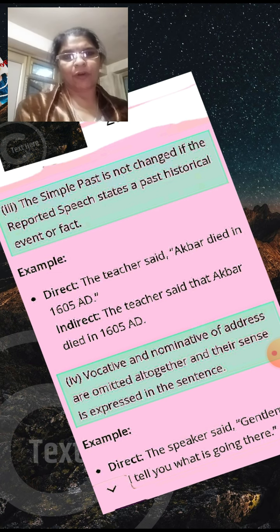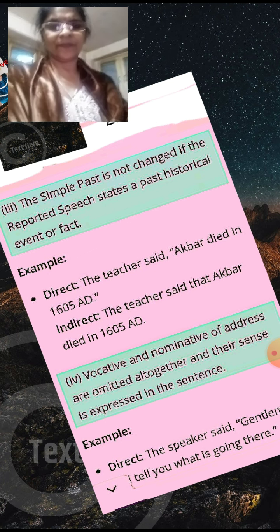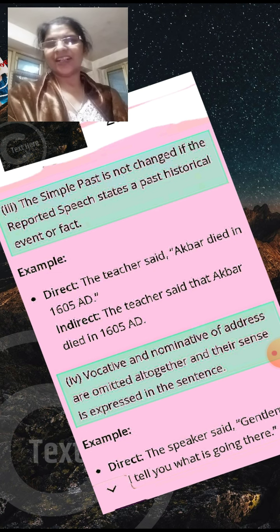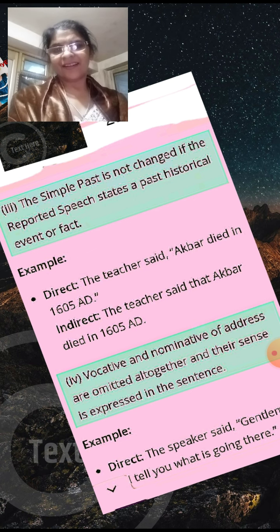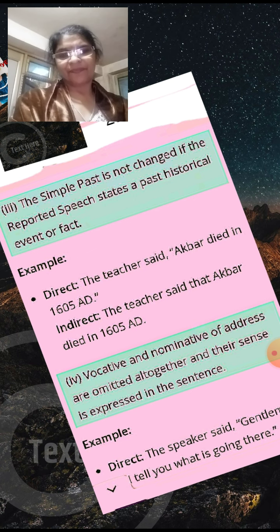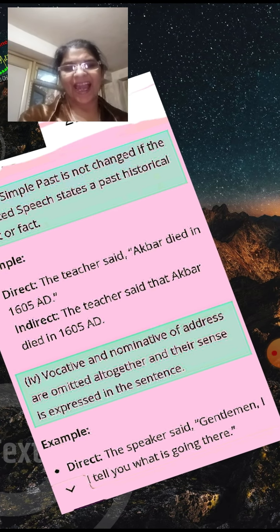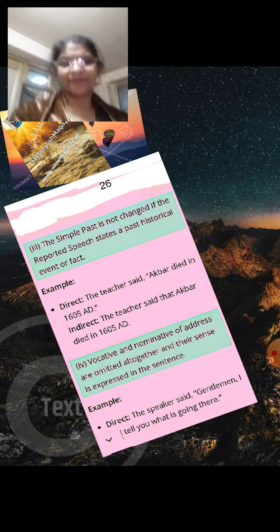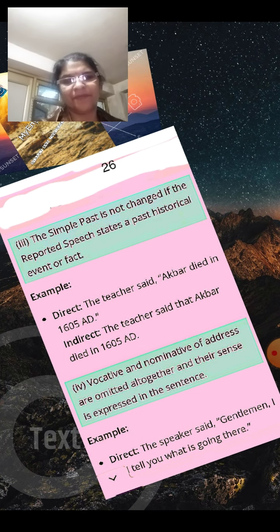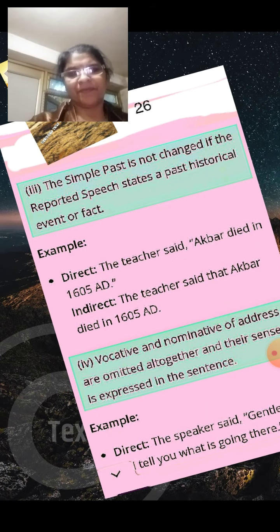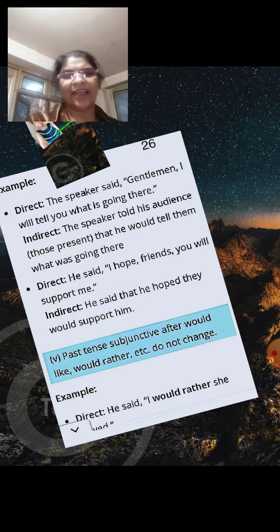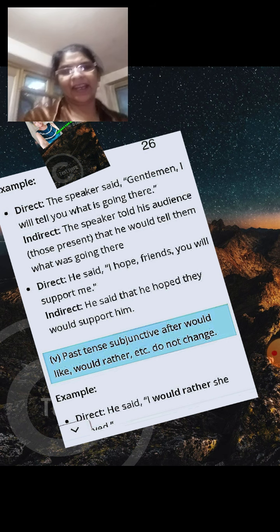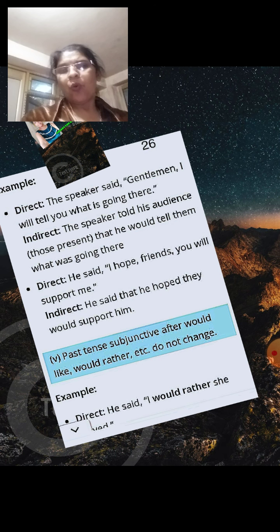Vocative and nominative of address are omitted altogether and their sense is expressed in the sentence. Example, direct: the speaker said, gentlemen, I will tell you what is going on there. Indirect: the speaker told his audience that he would tell them what was going on there.